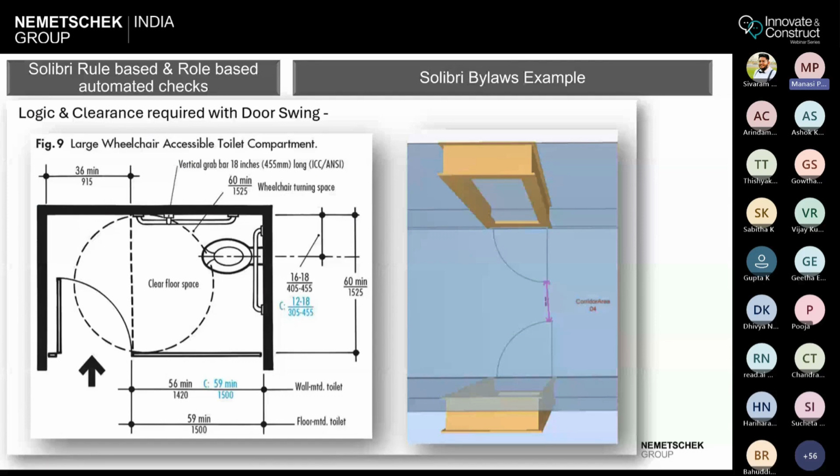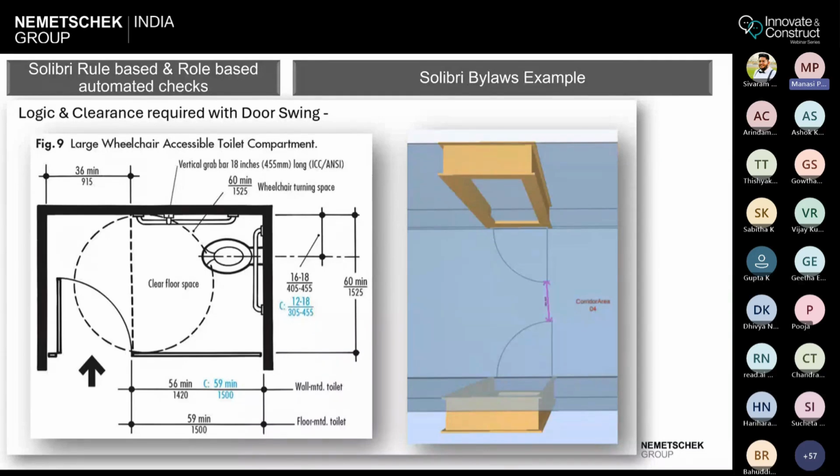Typically, door swing areas have to be without any clearance or without any clash. It could be your fire doors, toilet doors. So the dotted circle that you see on the left hand side is the clear space that has to be there when a door swing opens.